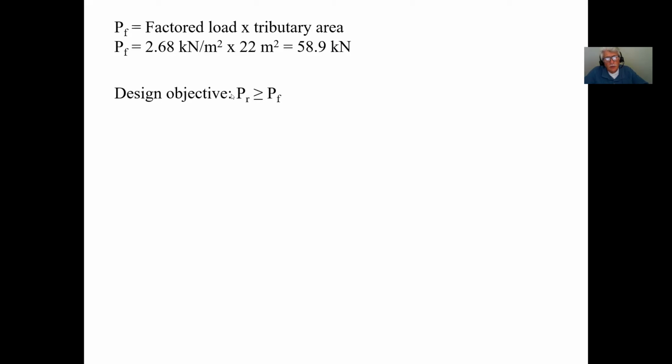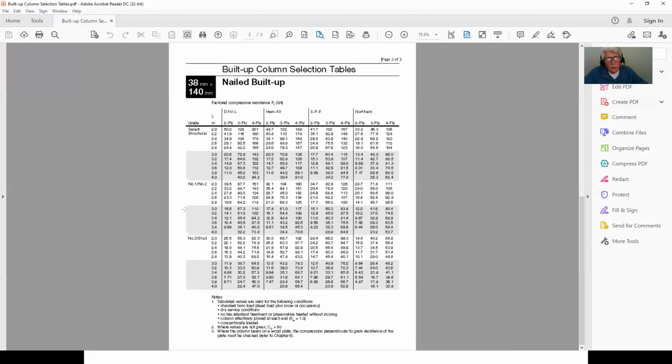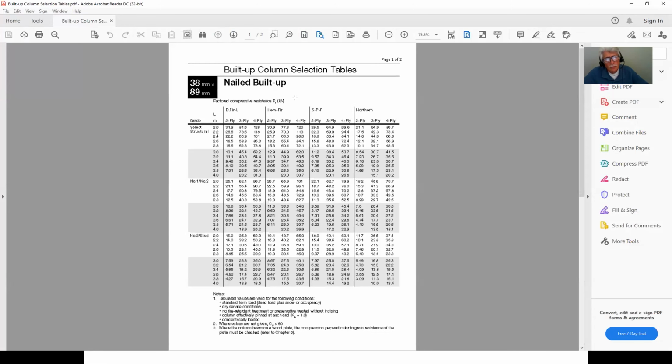Now, of course, we always want to make sure your PR is greater than PF. If you look at the table, yes, we're dry. Yes, it's standard. So we can go straight to the built-up. We have an unsupported length of 2.2 meters. Now, if we go to built-up columns, here we have, for example, if you want to use 2x4s, which is perfectly okay. And of course, with 2x4s, you worry about the grade, of course the species, make sure you're in SPF. This table is for SPF.